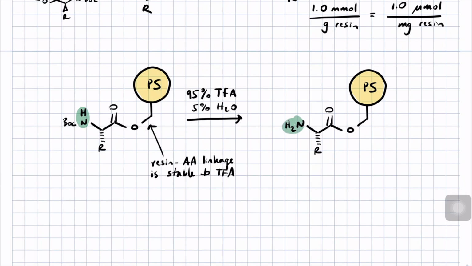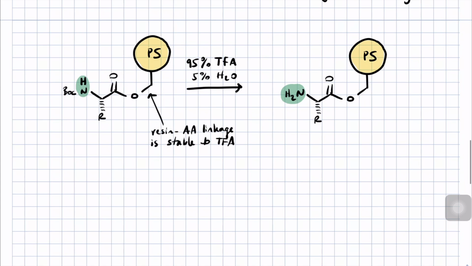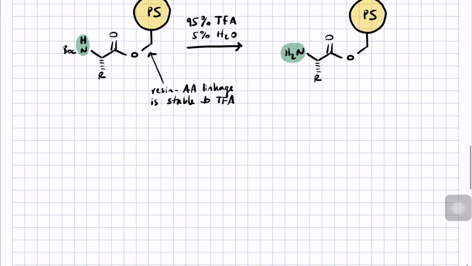which we can color green. It's now ready to go in the next coupling step. And instead of having to do anything to isolate your deprotected amino acid, you simply have to wash away the solvent and the bead stays behind. Let me give you a sense for how we do these reactions.